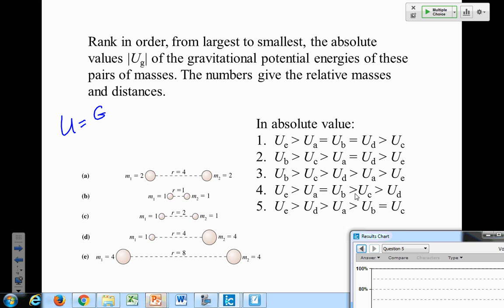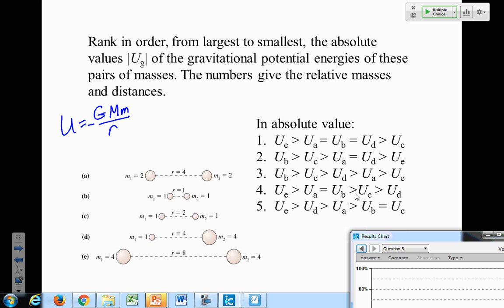I know that's GMm over R. I actually have a negative there, but I'm looking for the magnitude, so I can leave off the negative. And then I have the relative masses and the separations of these. Now, if they're close together, that gives me a big U. If I have big masses, that also gives me a big U. But here I have big masses that are far apart. So I need to think about how does this affect my U, my gravitational potential energy.